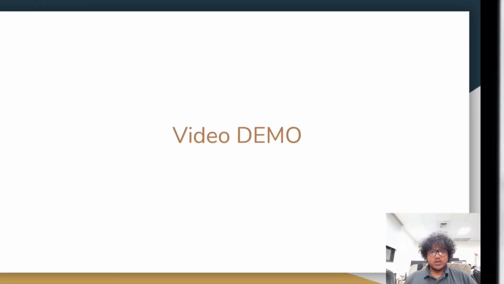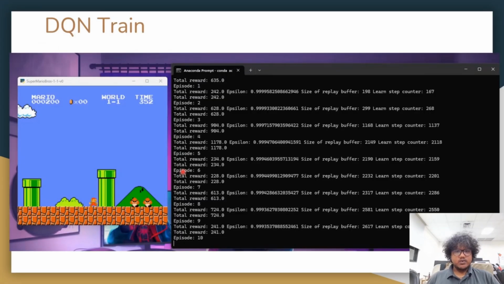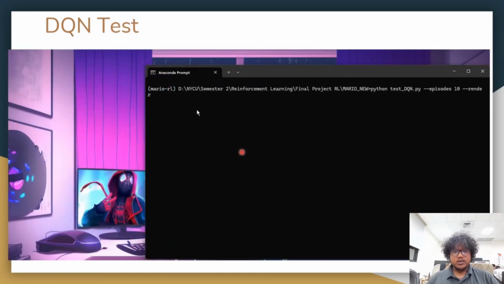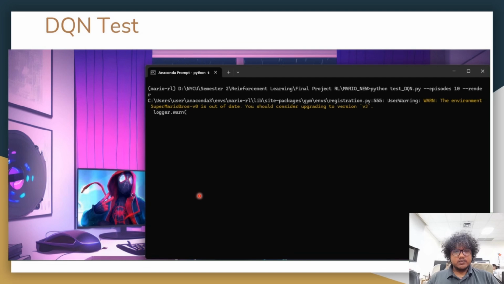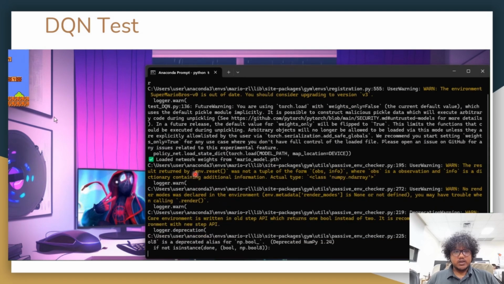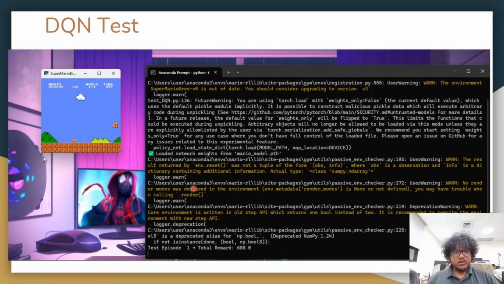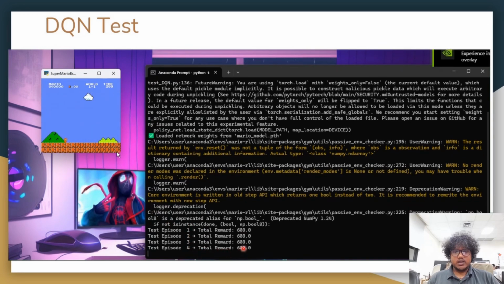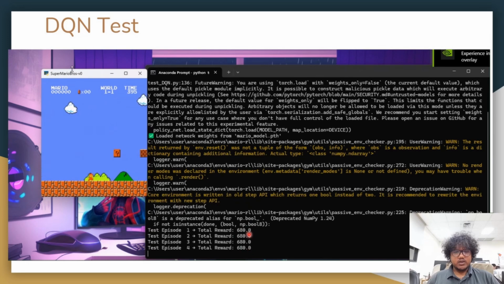Let us look at the demo. So this is the DDQN train. The model is training now. Let's look at the test. So we run the test for 10 episodes, and you can see that the total reward of DQN is 680 and is consistent for all the tests.